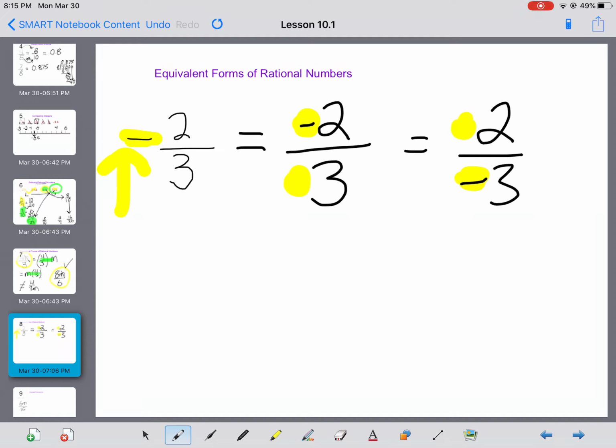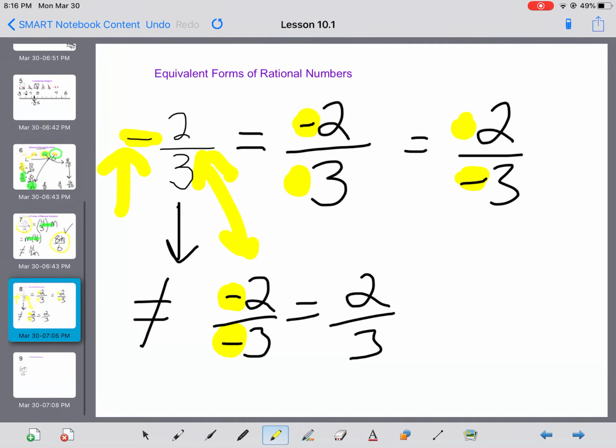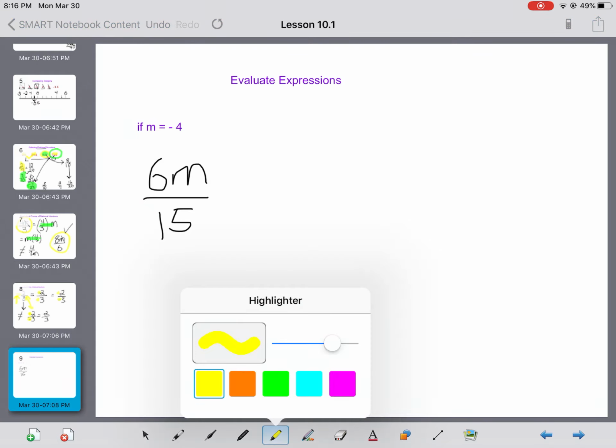Now, you must think to yourself, why does that matter? It matters because this right here is not the same. It's not equal to -2 over -3. Well, why is that? Well, remember, back to our integer unit, a negative divided by a negative actually gives me a positive, okay? So that's why these two things are not equal to each other. You have to think about the negative sign. All right, one last thing, okay?